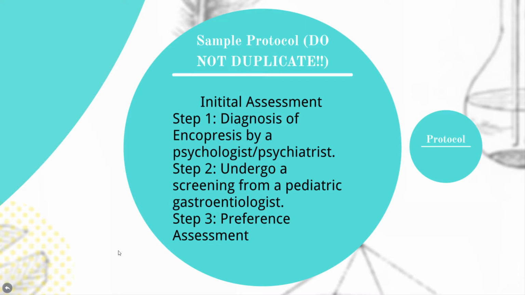So the first step is you need to get a diagnosis of encopresis by a psychologist or a psychiatrist. Then an initial assessment is done where the child undergoes a screening from a pediatric gastroenterologist who will then suggest whatever over-the-counter medications you can use to treat constipation. A preference assessment is done by a BCBA or behavior therapist to provide positive reinforcement to the child when a bowel movement occurs. A little bit more detail about preference assessment: it's generally just used to help determine what the child is interested in. So examples can include edibles such as candy or a toy.